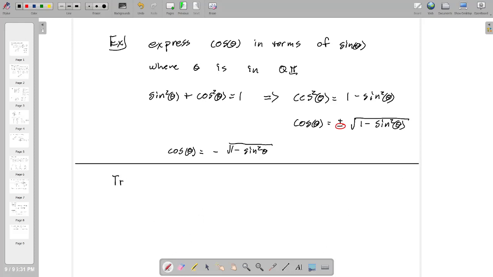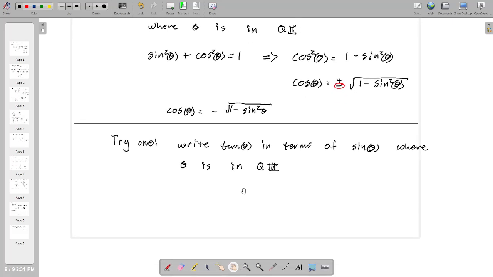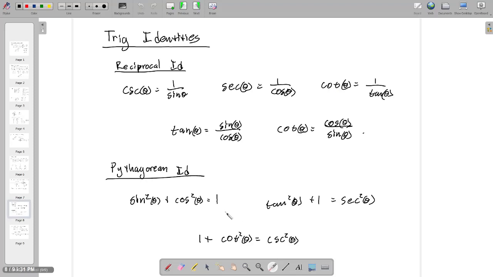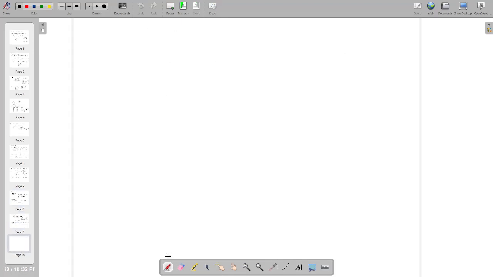Now I want you to try one on the accompanying worksheet. Write tangent theta in terms of sine theta, where theta is in quadrant 3. What I mean by this is that the terminal side of angle theta is in quadrant 3. You have to be careful with this one. Remember, tangent is equal to sine over cosine. Now, you'd still have a cosine, so you still need to get rid of this cosine. And in that sense, you're going to be writing cosine in terms of sine.